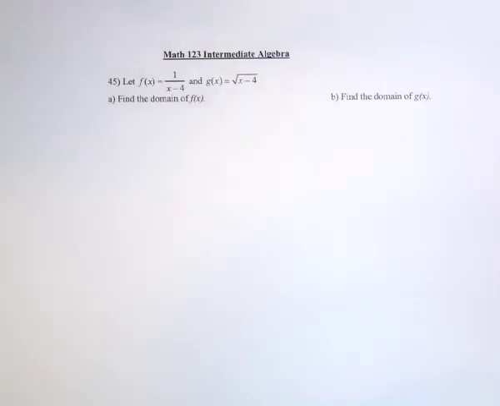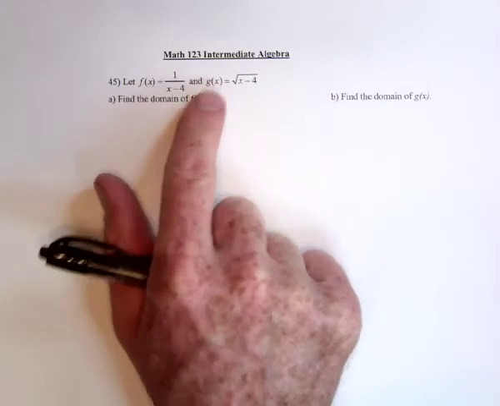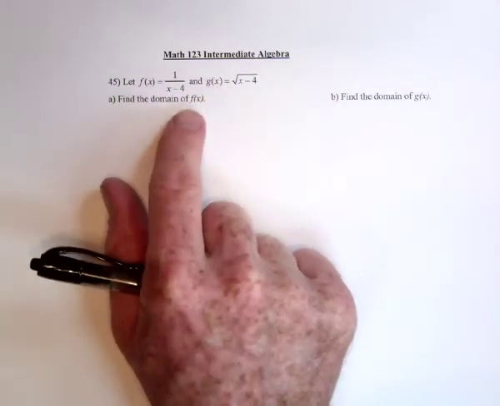So here's some work with functions. We've got these two functions, f of x and g of x. Find the domain of each one. So the domain means what are the possible values of x that you're allowed to substitute.